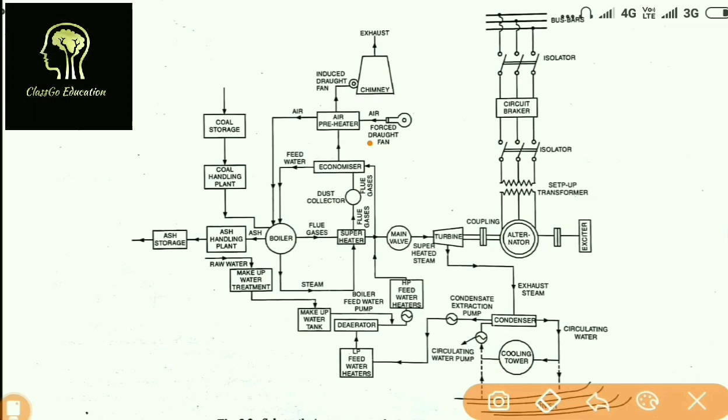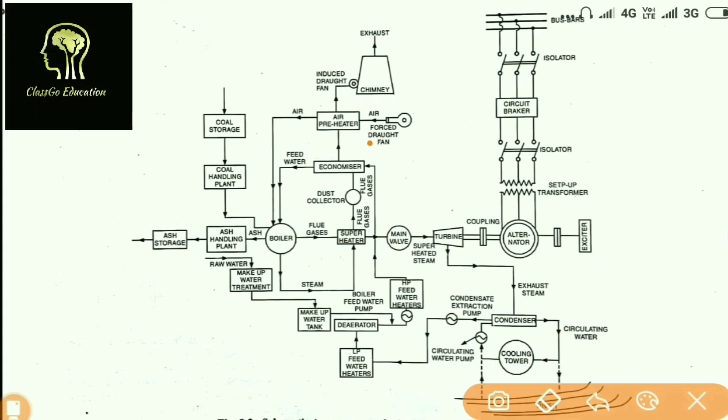And a lowering of the partial pressure of steam can be achieved. So this is the basic purpose that vacuum in a condenser is maintained. Okay, so this is the important point.